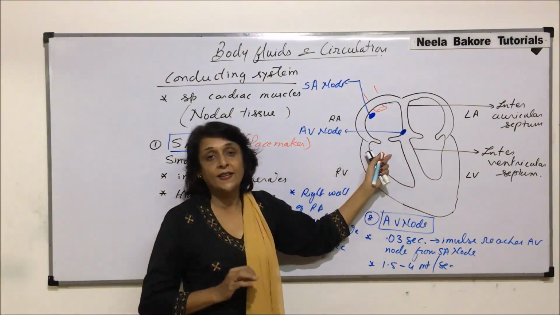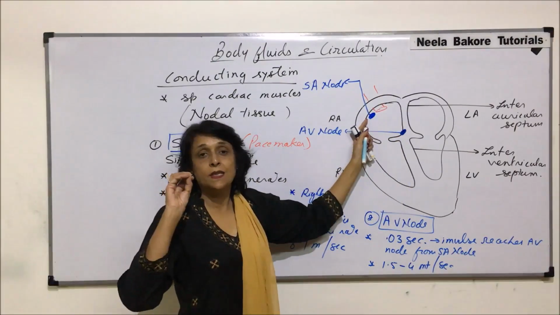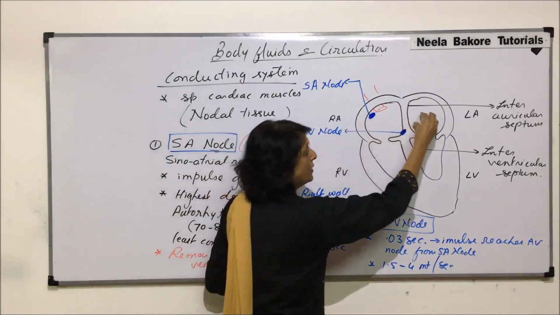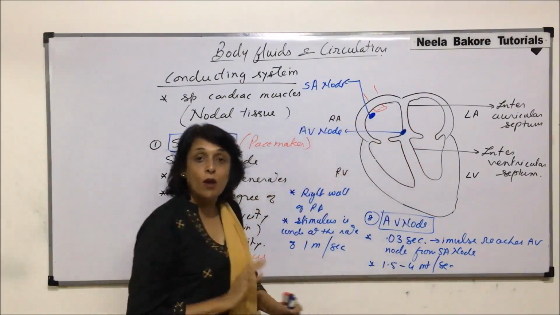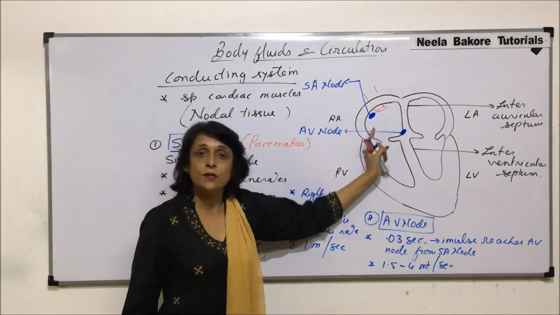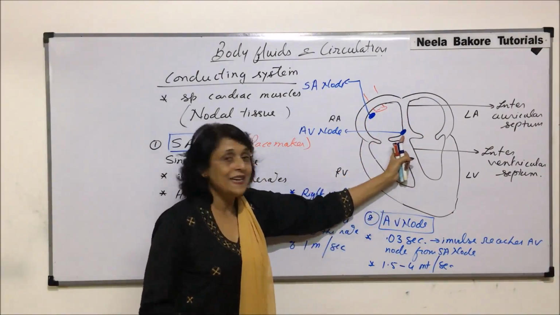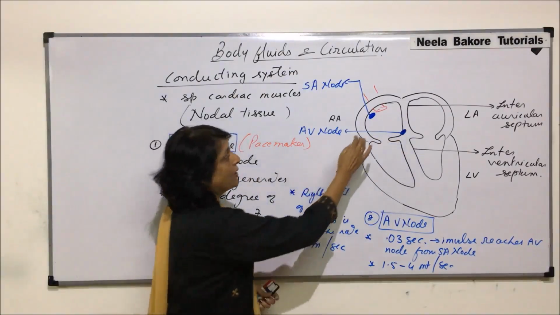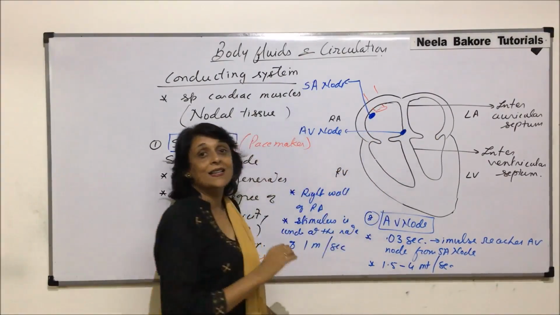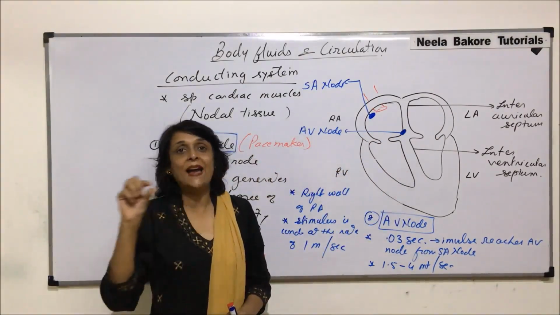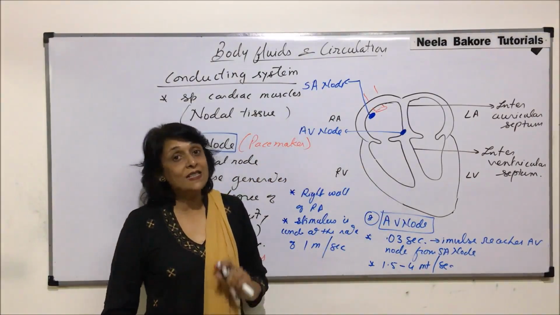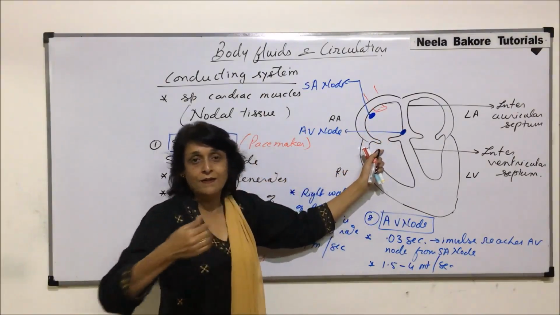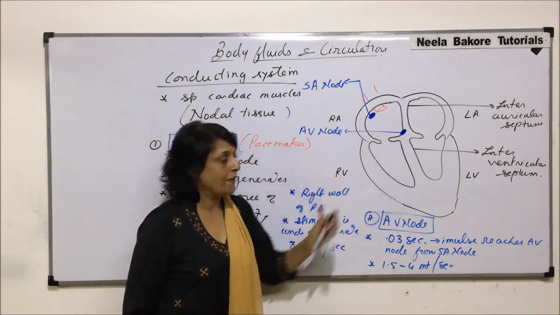Now the question arises, if SA node is sending the stimulus, then it is going to spread on the right auricle, left auricle, and then it should go on the ventricle on its own, because here also cardiac muscles and here also cardiac muscles. Why do we need this kind of an intermediate structure here? The reason is that auricles and ventricles are separated by a band of connective tissue, and that is known as annular pad. Because of this annular pad, the impulse doesn't travel from auricle to ventricle.